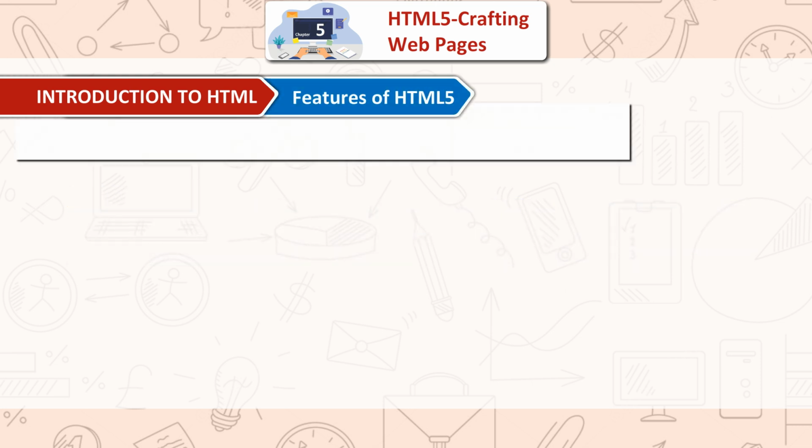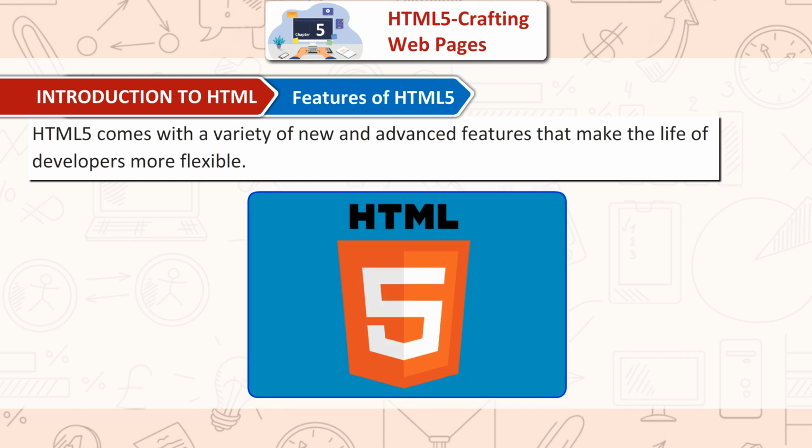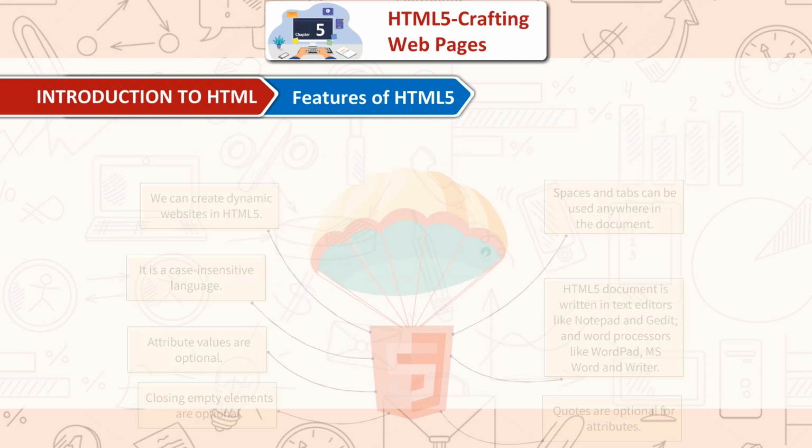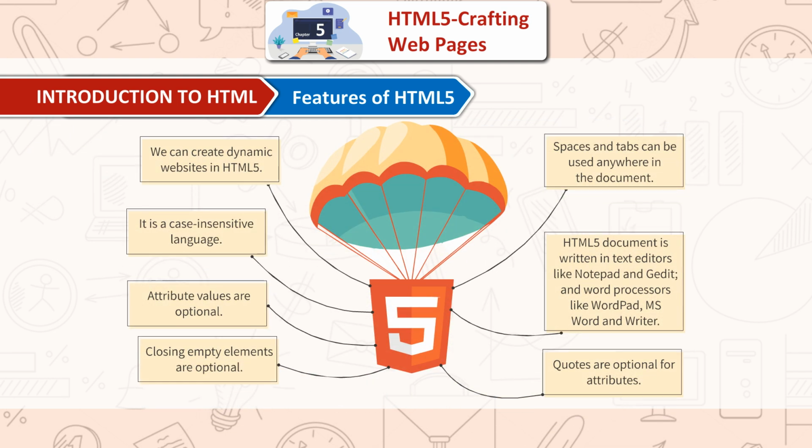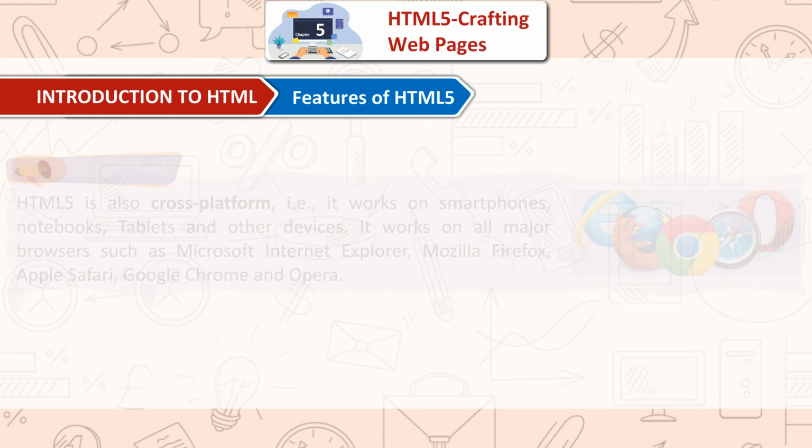Features of HTML5. HTML5 comes with a variety of new and advanced features that make the life of developers more flexible. We can create dynamic websites in HTML5. It is a case-sensitive language. Attribute values are optional. Closing empty elements are optional. Spaces and tabs can be used anywhere in the document. An HTML5 document is written in text editors like Notepad and Gedit and word processors like WordPad, MS Word, and Writer. Codes are optional for attributes.